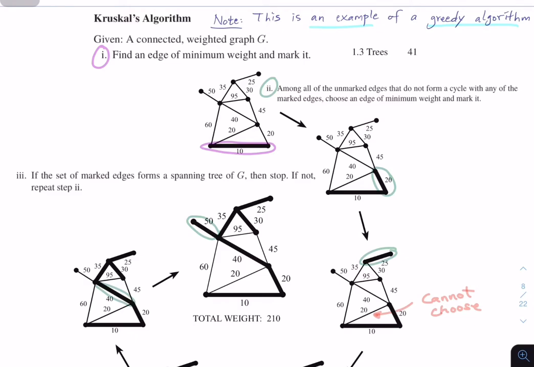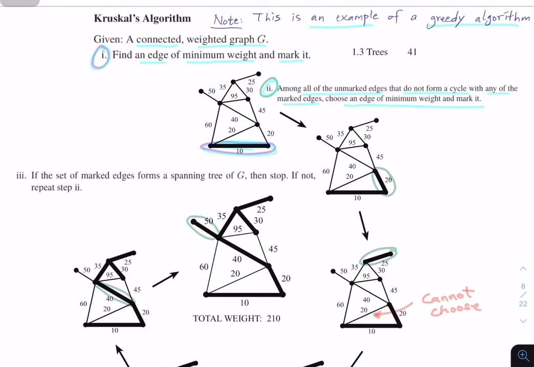So we start with a connected weighted graph G. The first step is to find an edge of G of minimum weight and mark it. So of all the edges of G, the one with minimum weight is this edge, which has weight 10. The second step is to look at all of the unmarked edges that do not form a cycle with any of the marked edges. Among those, choose an edge of minimum weight and mark it.